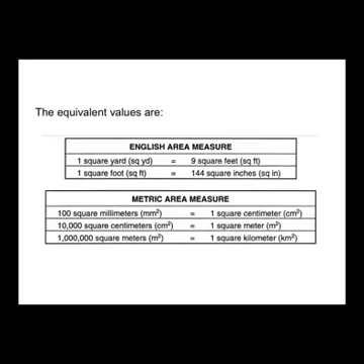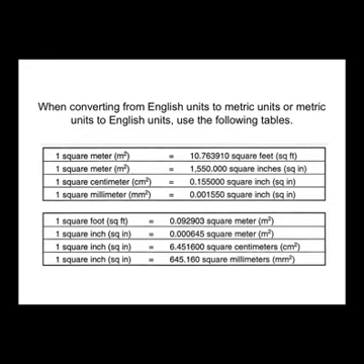Some of the equivalent values are in this table. 1 square yard is 9 square feet. 1 square foot is 144 square inches. And we also have the same for the metric system. 100 square millimeters is 1 square centimeter. 10,000 square centimeters is 1 square meter. 1 million square meters is 1 square kilometer. And you can also use a similar chart for converting back and forth between the English and metric system.